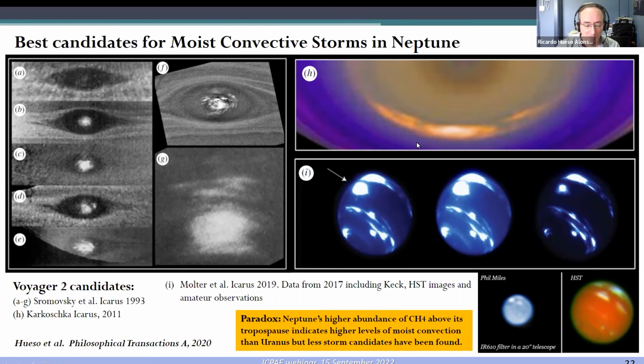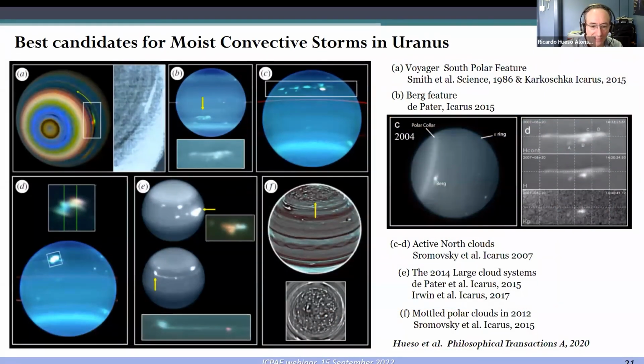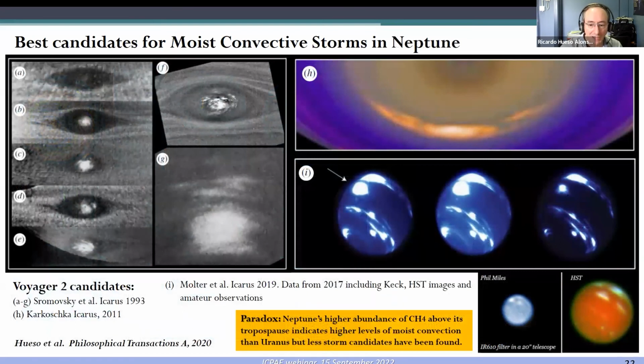And also we have an important paradox, and it's that in Neptune we have better inferences of moist convection. In Neptune, we see lots of methane in the upper atmosphere above the tropopause, and that requires moist convection to overcome the tropopause and communicate methane to the upper layers beyond the cold trap of the tropopause. And we have lots of cloud activity and lots of variation. But in Neptune, we have very few candidates of moist convection that we can really study. You see a lot of candidates here in Uranus, and there are not really many in Neptune.